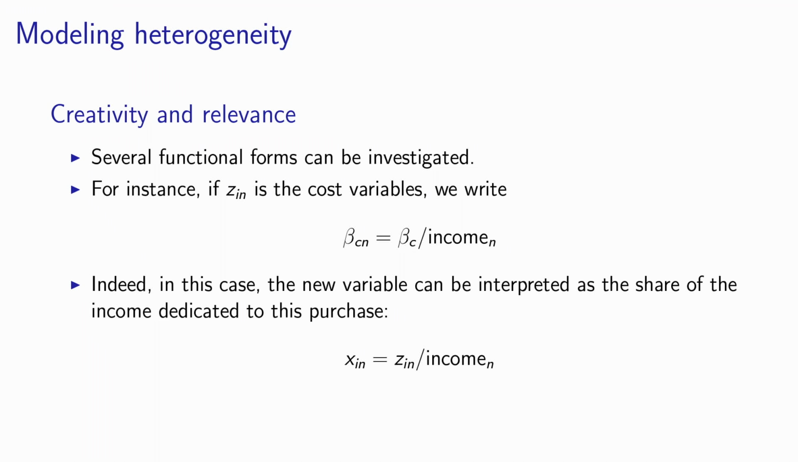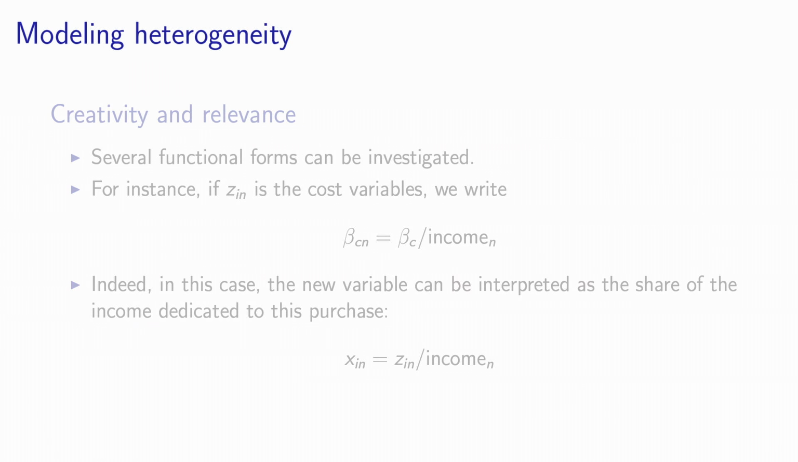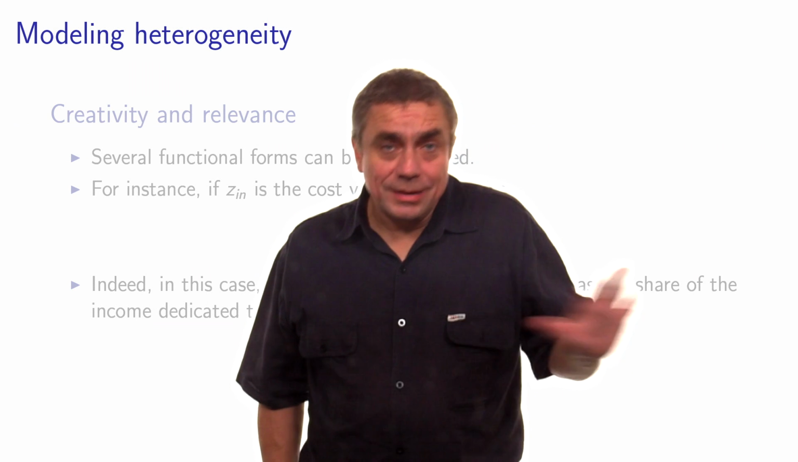If you go back to the example that we looked at in the beginning of the course, the purchase of an electric car, well, if you decide to buy a Tesla, which is quite an expensive car, well, it may make sense to look at the share of the cost of this Tesla in your income. If you have a low income, this variable will be very high. And if you have a large income, this variable will be lower. So this is a common way to interact cost and income.